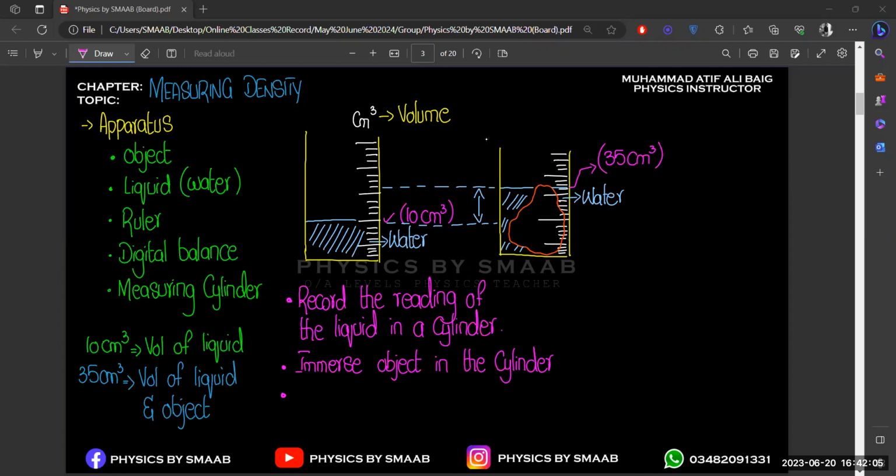So 10 centimeter cube is the volume of liquid, and after subtracting from 35, we are only getting the volume of what? Volume of the object, which is immersed in the cylinder, right? So we need to subtract the initial volume from the final one, right?